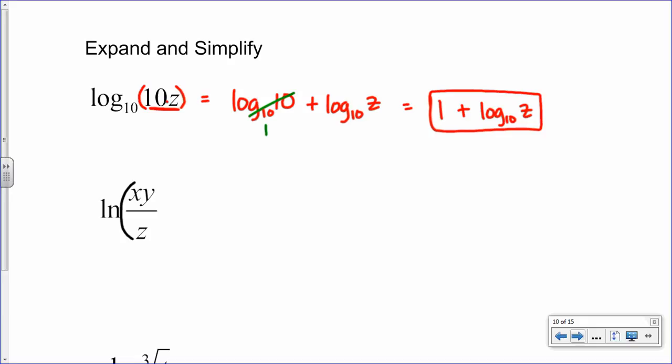Okay, for this next one, I see 3 different things that I'm taking the log of.